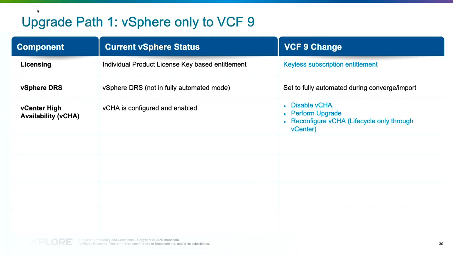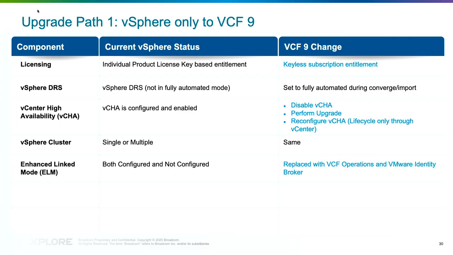If you have vCHA or vCenter high availability, how many folks really have this configured? Okay, a few. So if you do have that and you want to upgrade, you can, but you're going to disable it first and then perform the upgrade to 9, and then you'll have to reconfigure it. The only caveat is you'll have to manage lifecycle through vCenter rather than SDDC Manager. Whether you have a single or multiple cluster configuration coming in makes no difference. All of that is supported.